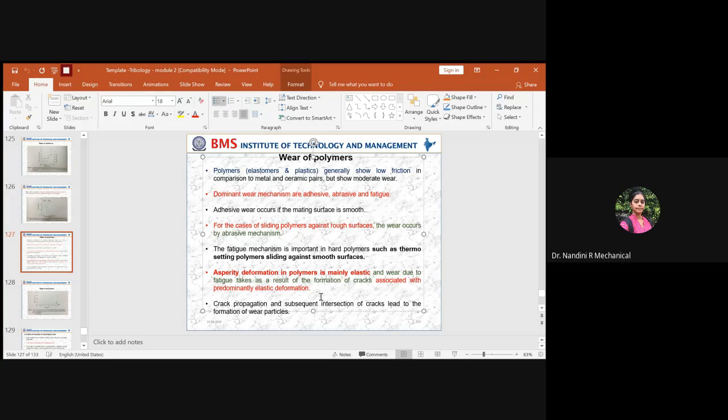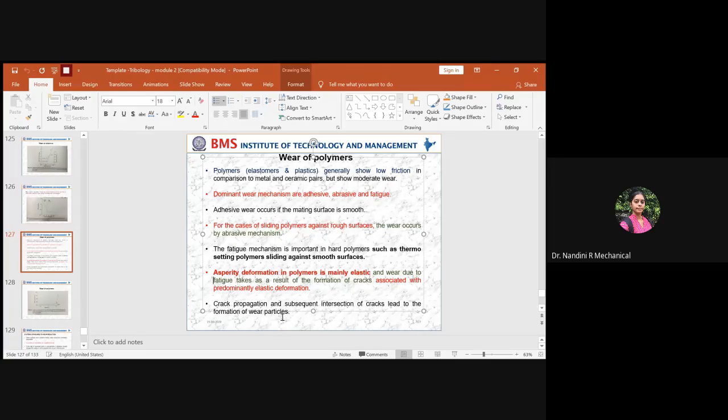This is the main difference you have to consider. When you speak about polymers, it is only due to elastic deformation. Whatever wear or crack comes into picture is due to the elastic deformation. Mainly the crack penetration is due to the elastic deformation, and wear is usually due to fatigue, which results from the formation of cracks, and that crack is again due to the elastic deformation. This thing you have to keep in mind.